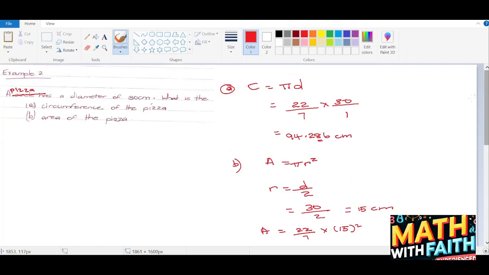So simple enough, right? And that's how we calculate the perimeter or circumference of a circle and the area of a circle.